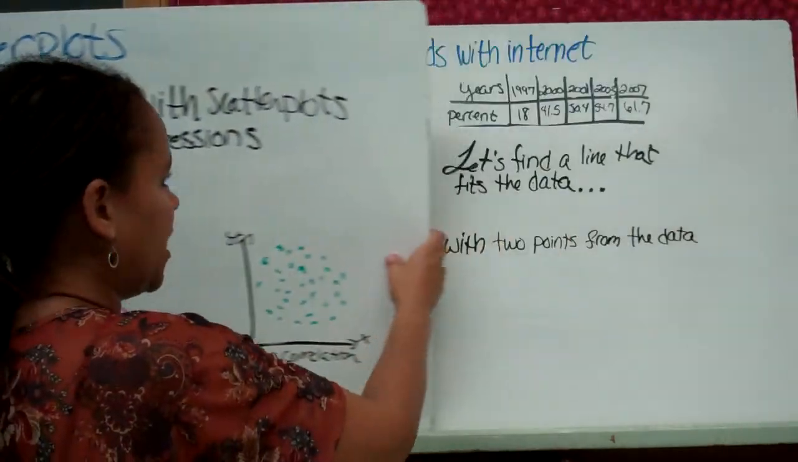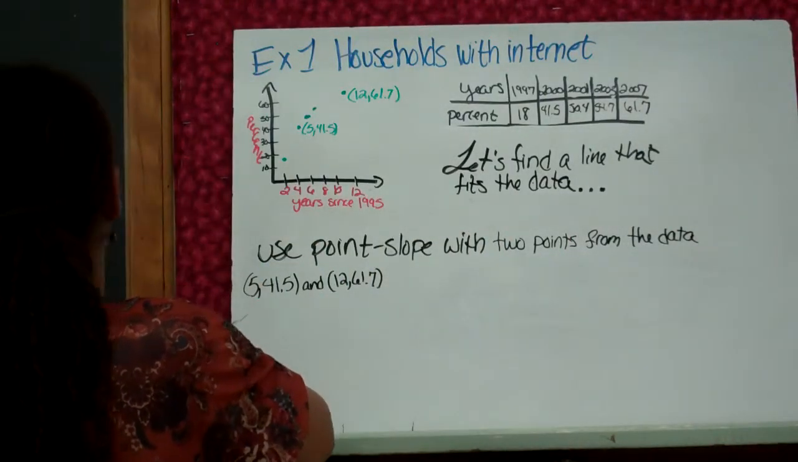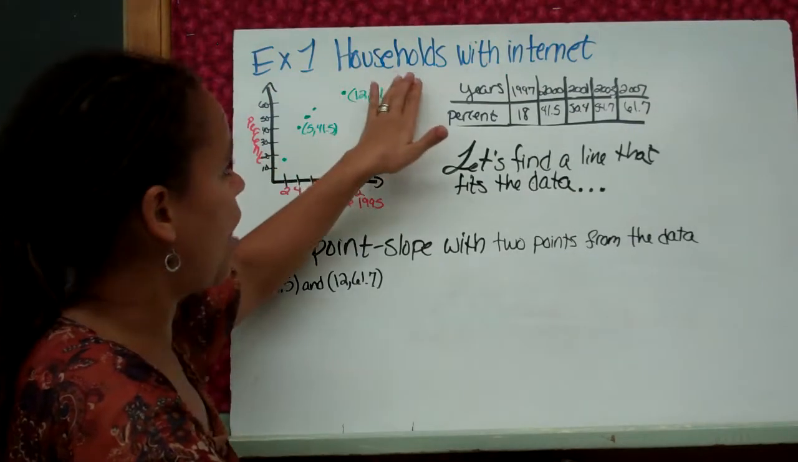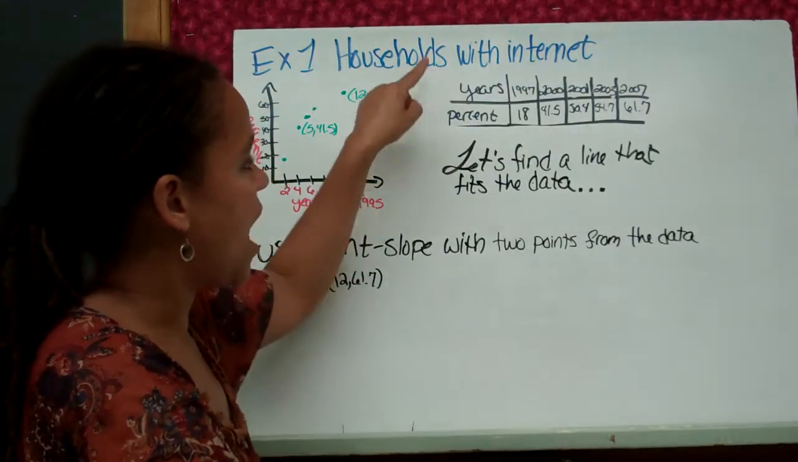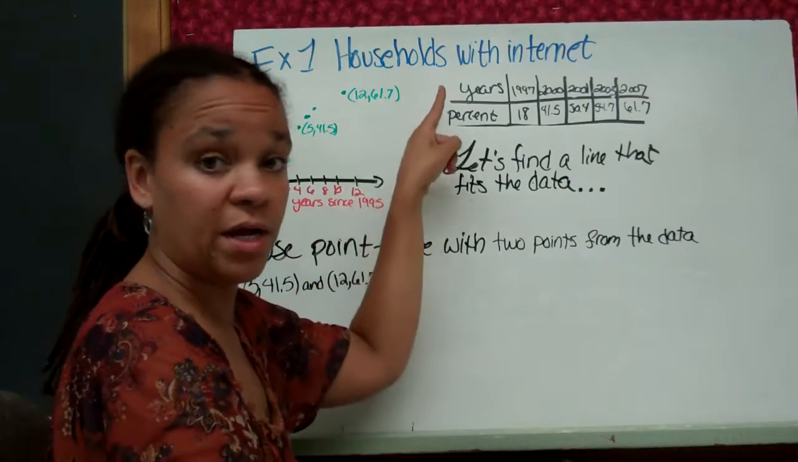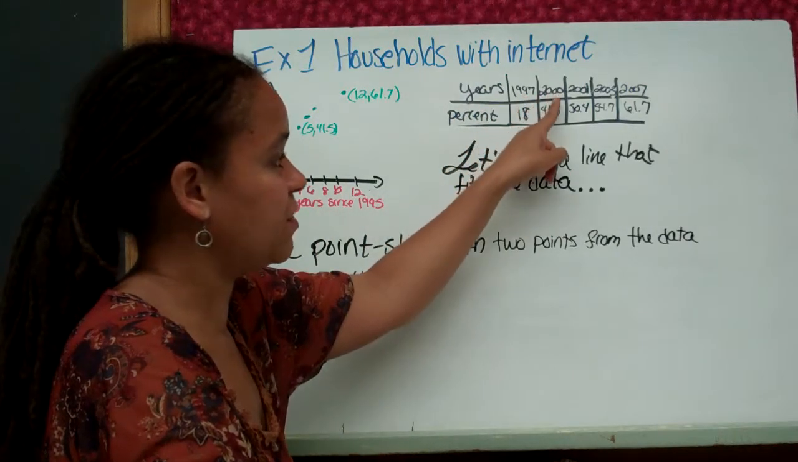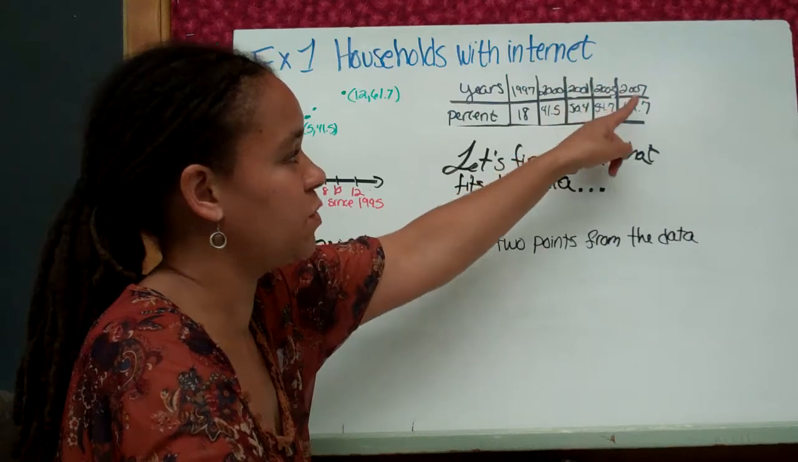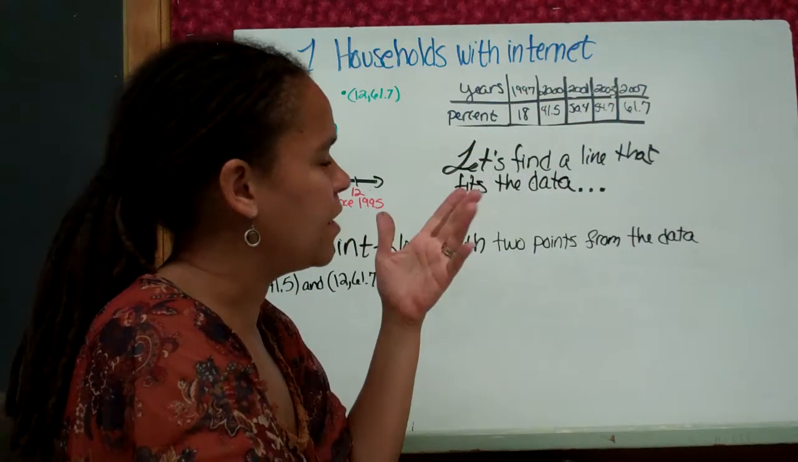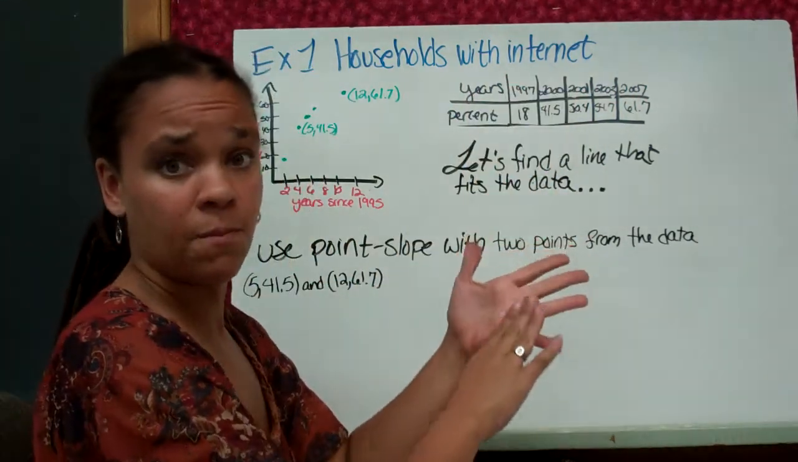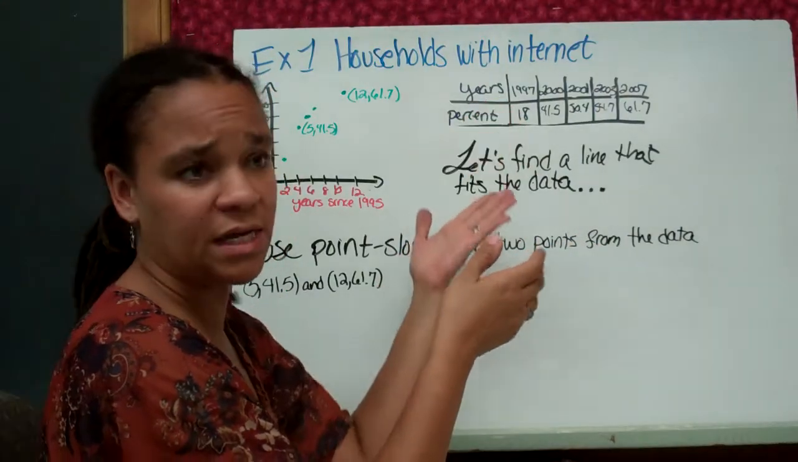All right, let's look at one example here. This would be households with the internet. I have my data here. Right here I have the years: 97, 2000, 2001, 2003, 2007. And notice they're not exactly every 3 years. Real-world data doesn't come that way.